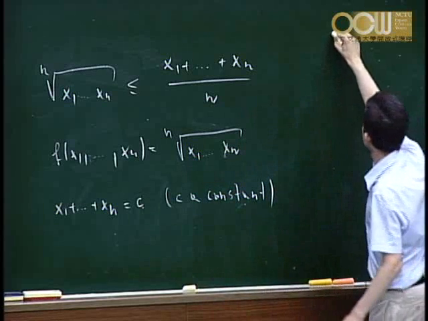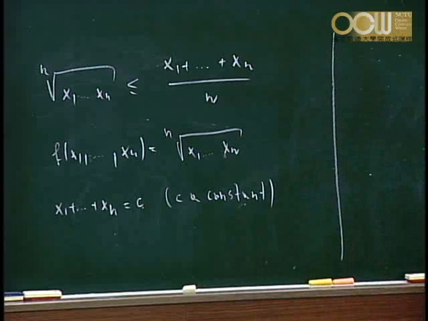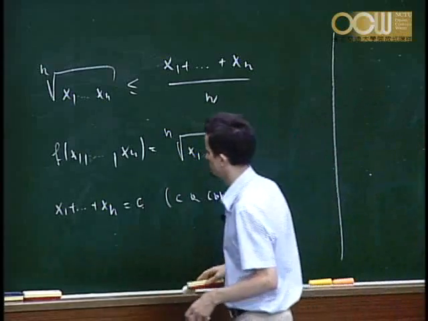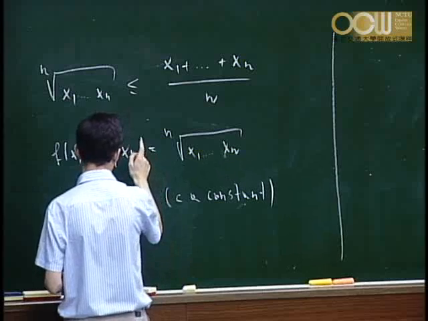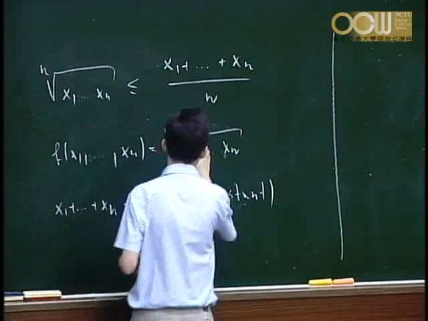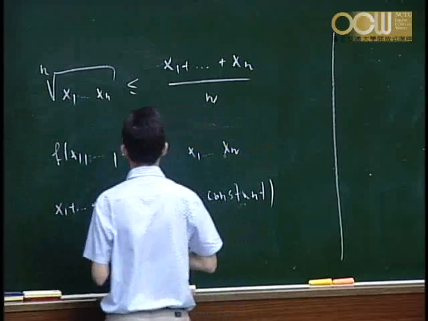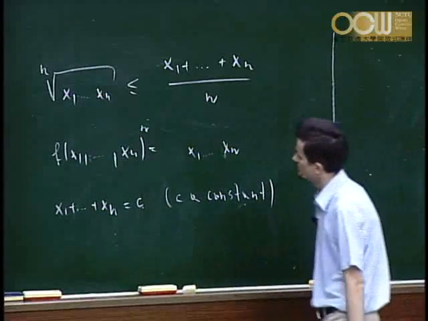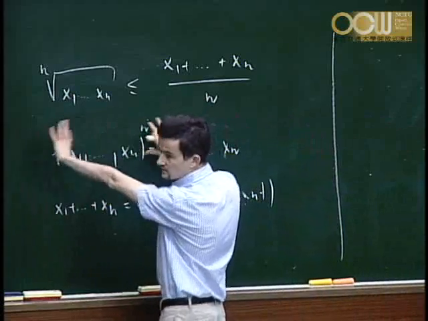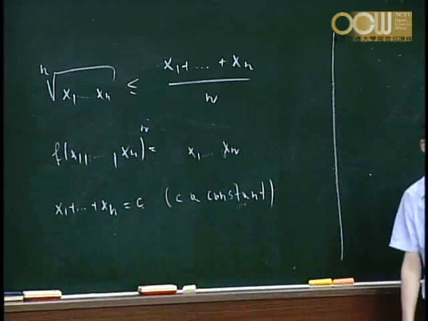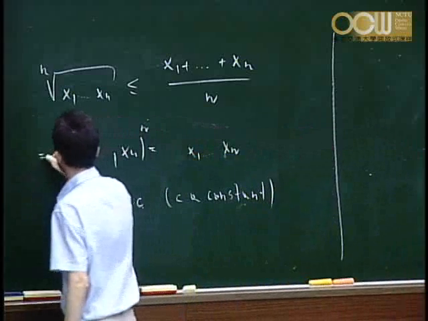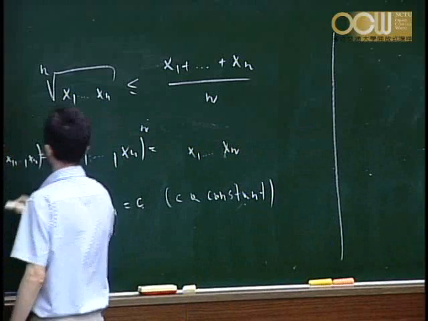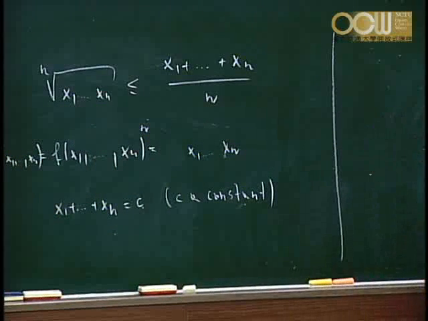Okay, now maybe it's even better to replace this function here. So let's look at this function where we have the n-th powers, and we maximize this function instead of this one. So maybe call this a new function f bar of x1 up to xn.